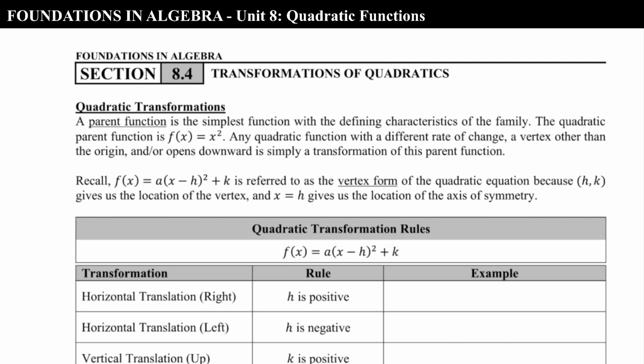Any quadratic function with a different rate of change, a vertex other than the origin, and/or that opens downward is simply a transformation of that parent function, y equals x squared.